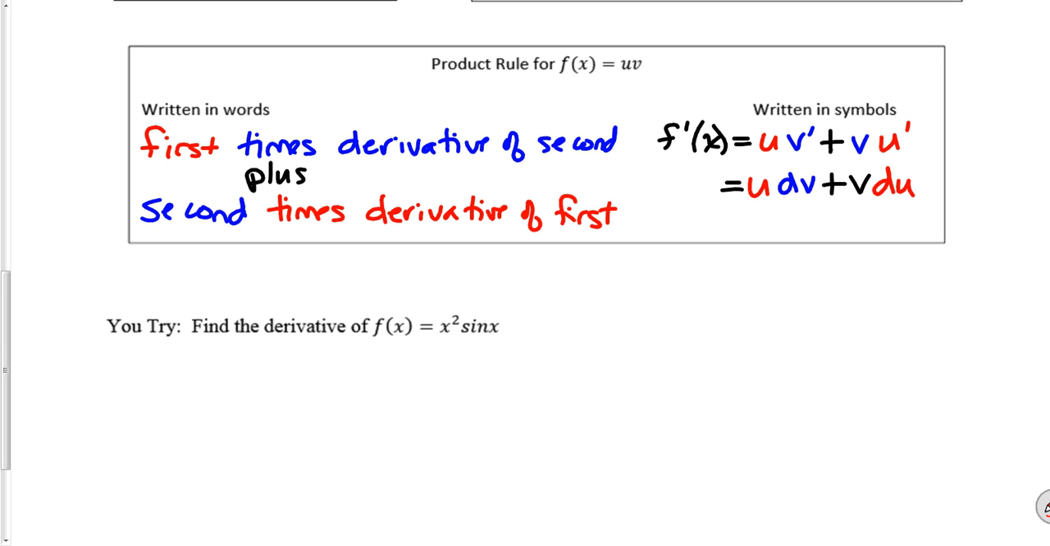Now, whichever way makes sense to you, that's how I want you to think about it. So if you like the words, go with the words. If you like the symbols, go with the symbols. It does not matter at all.